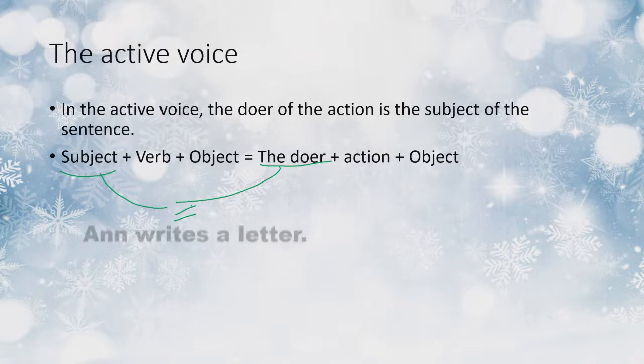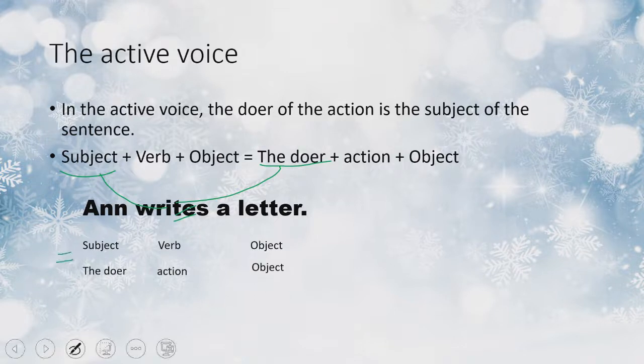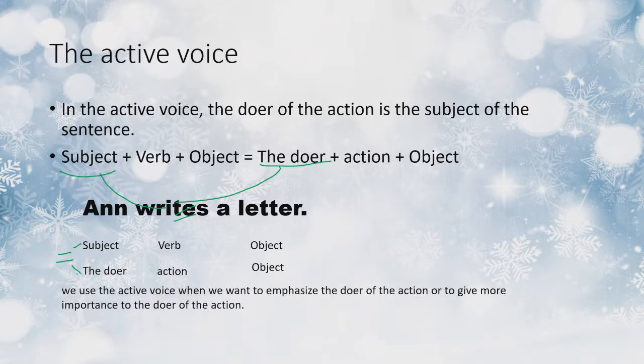مثلا Anne writes a letter. Anne هي اللي قامت بالفعل وهي الفاعل. يعني هي subject و the doer of the action. At the same time. من بعد كنلقاو writes اللي هي الفعل the verb which is the action. Okay, الفعل هو الaction. And a letter اللي هي الobject.